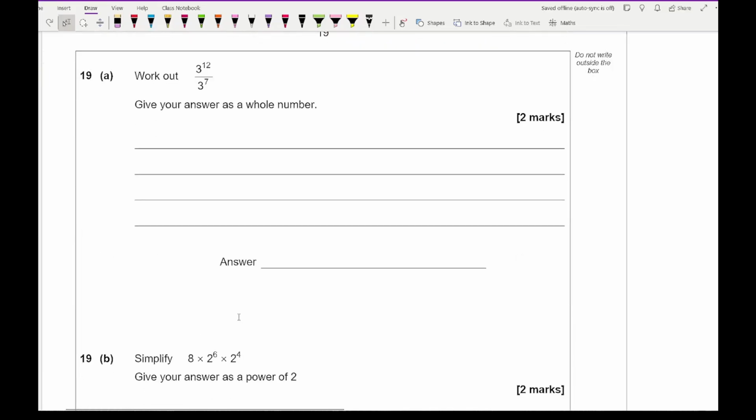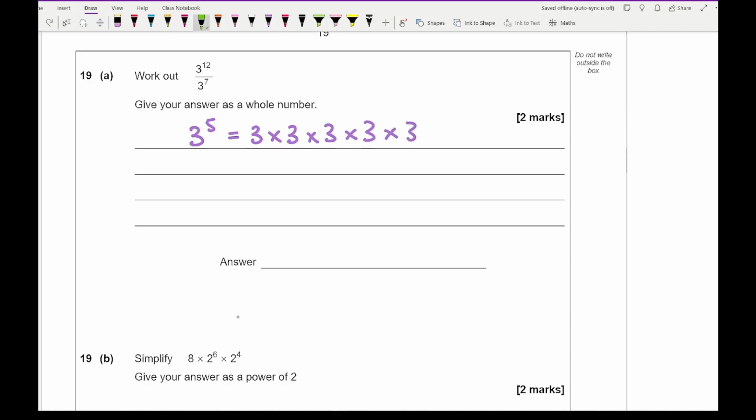Then moving on to 19. It says work out, and give your answer as a whole number. So when we're dividing, what do we do to the powers? We take away. So that's going to be 3 to the power of 12 take away 7, which is 5. So then all that's left for us to do is work out what 3 to the power of 5 is going to be. So that's 3 times 3 times 3 times 3 times 3.